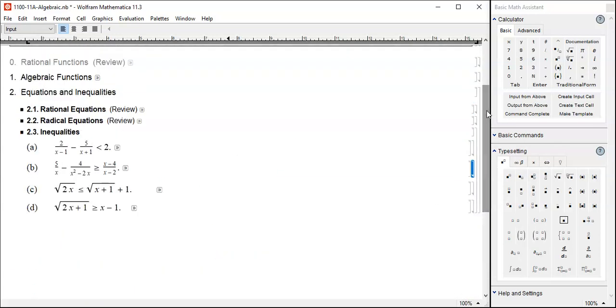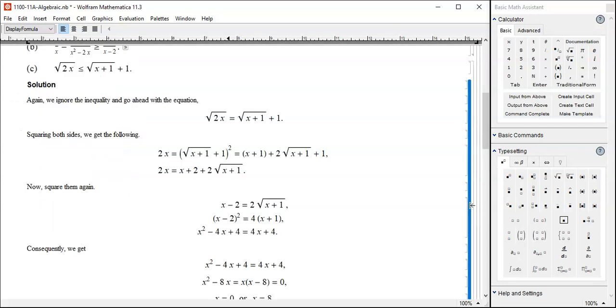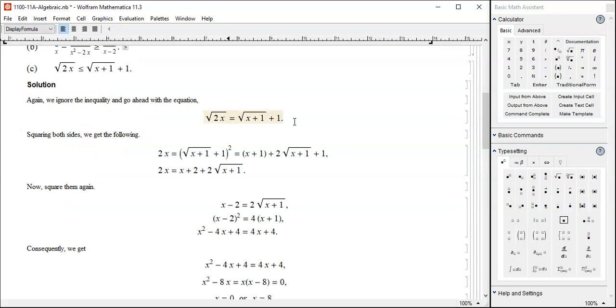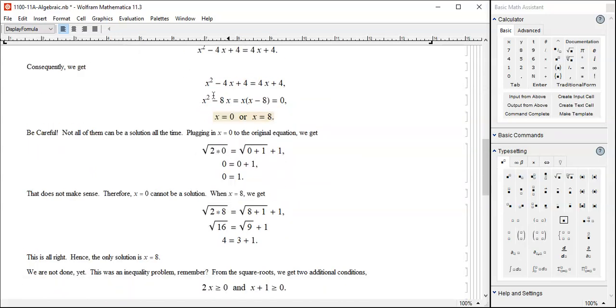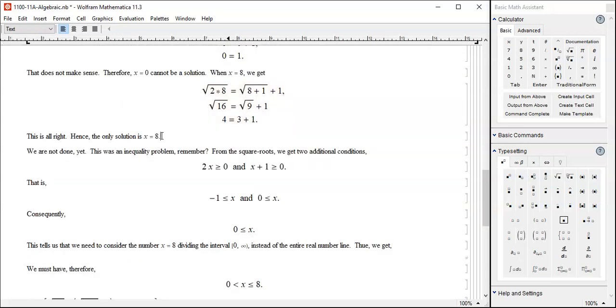Let's move on. How about a radical equation? Similar. Forget about the inequality and solve an equation, and then set all those on a number line and then do the sign analysis. Okay. Forget about the inequality and solve an equation, excuse me. Work it out, all right. And then we get that. Consequently, we get that. And then one is extraneous and the other one is legitimate. So we have x equals 8.